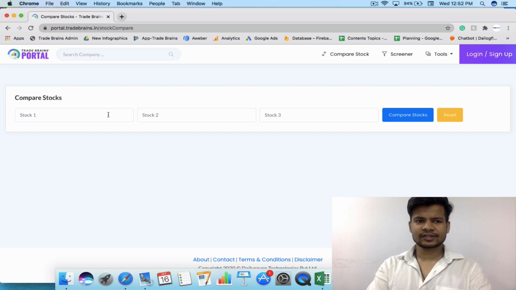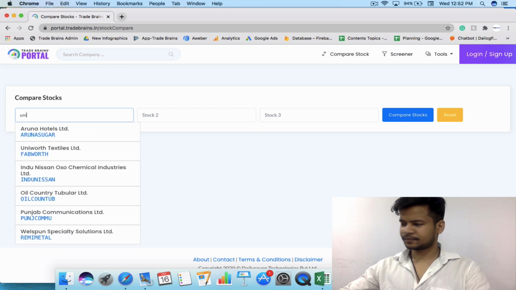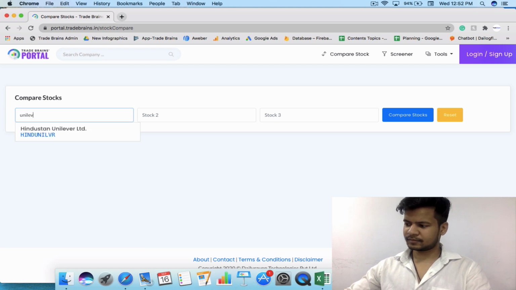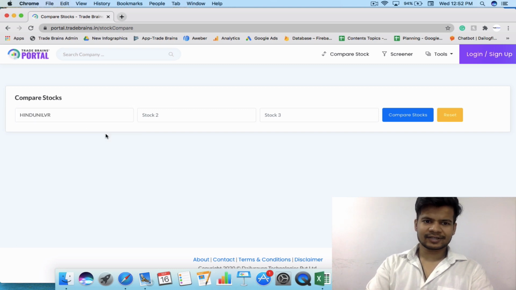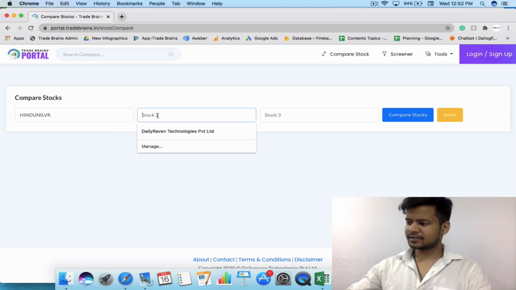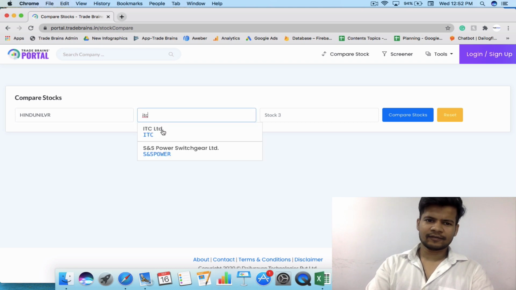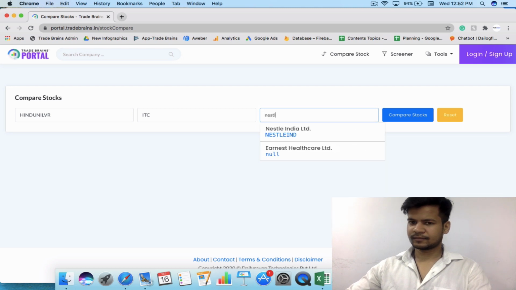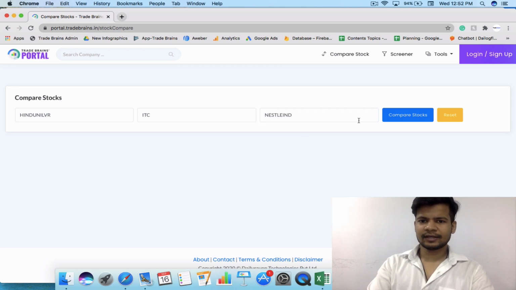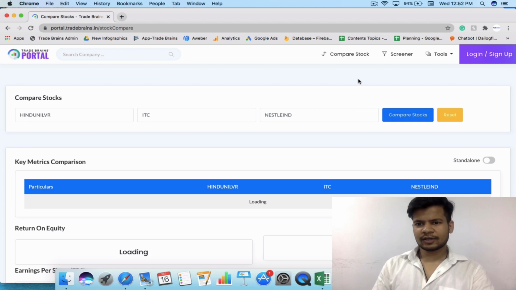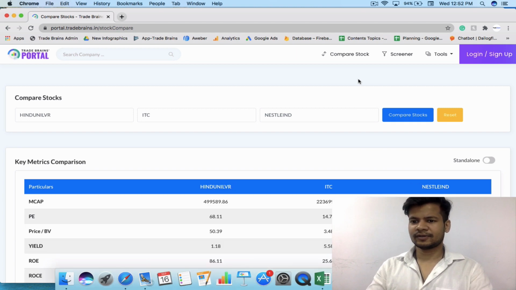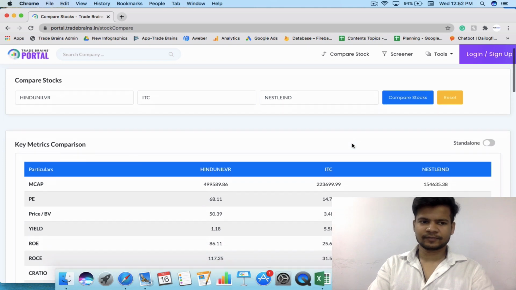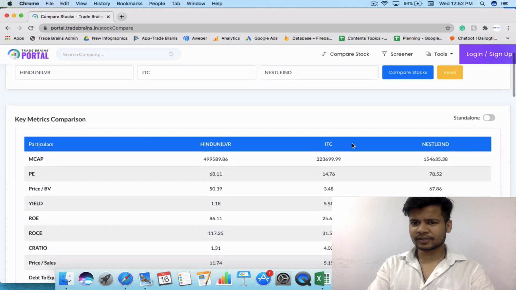So first, in stock one, you can write the name of Hindustan Unilever. For the second company you can select ITC, and for the third company you can write Nestle India, and then click on compare stocks. When you click on compare stocks, the details about all these three companies will populate on your screen. So let's compare these three companies.